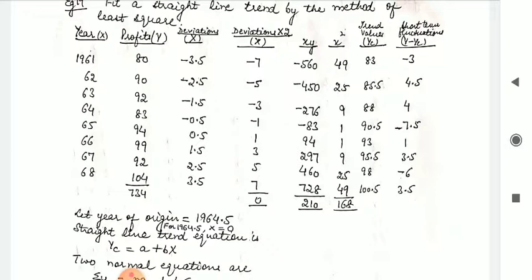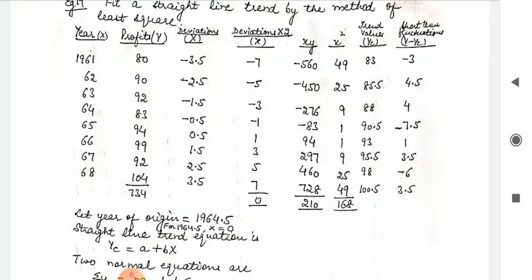So for all the years, similarly for say 1967, what will be x? x will be equal to 1967 minus 1964.5, which is equal to 2.5. So in this way we calculate these deviations, that is the new x variable.